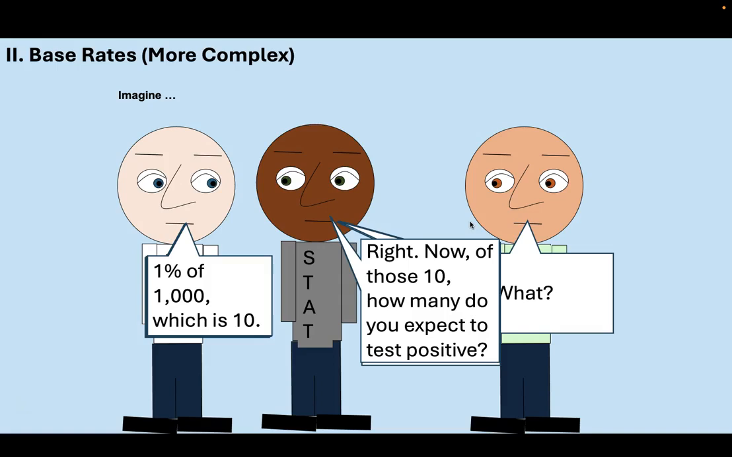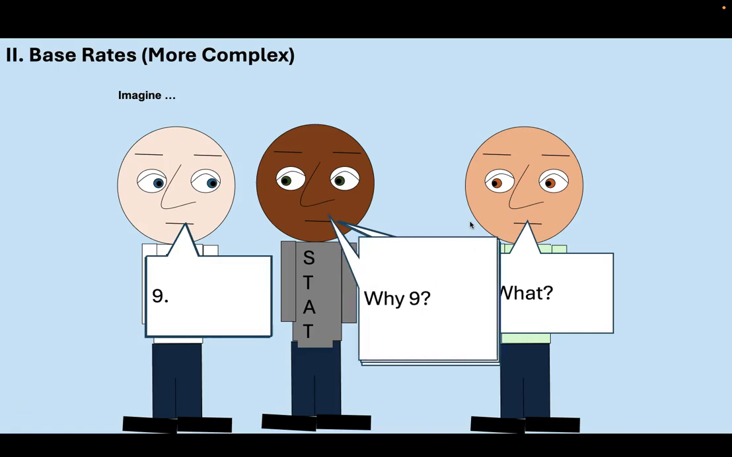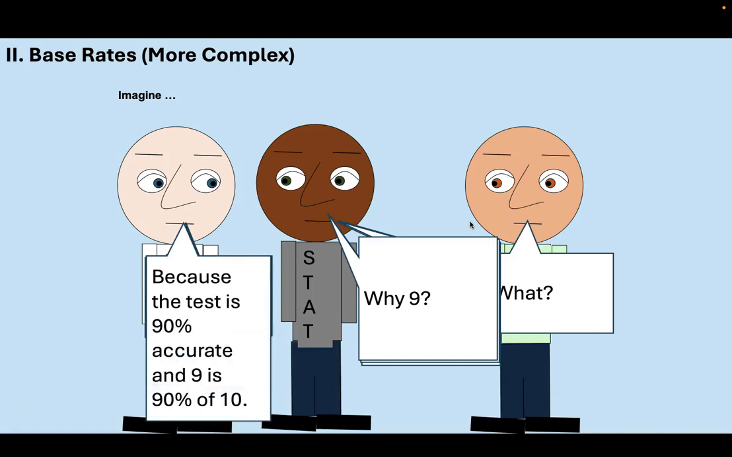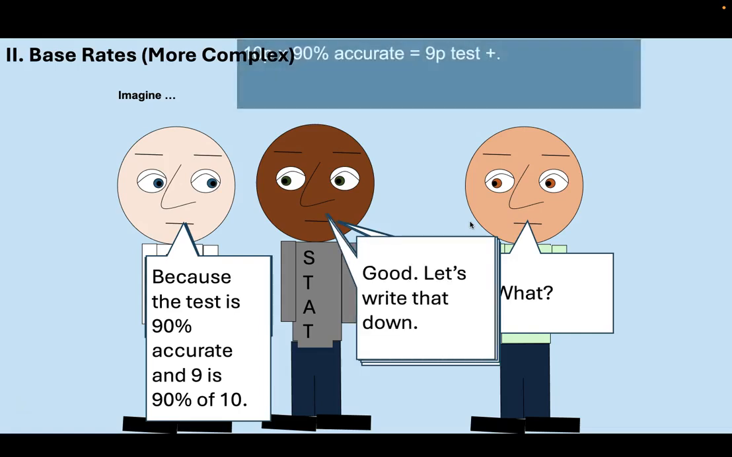Now, of those 10, how many do you expect to test positive? That is, of the 10 people who actually have the virus, how many times are you going to get a positive test from this test that's 90% accurate? Well, 9. Why? Because the test is 90% accurate, 10 of them have it, so it's going to miss 1. So the statistician says, explain that to me. Why do you think you'll get 9 positive tests from the 10 who have it? And the doctor then says, well, the test is 90% accurate, and 10 people have it, and 9 is 90% of 10. And the statistician says, good, let's write that down.